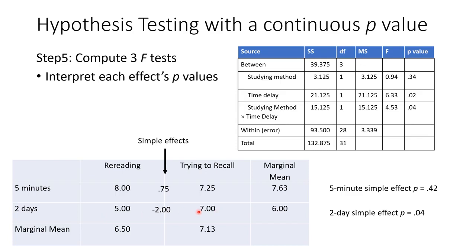studying method. And so when we interpret the interaction at the end, when we do our scientific conclusion, we're going to want to comment on, well, at 5 minutes, there doesn't seem to be much of a difference between the studying methods, but at 2 days, trying to recall is a much more effective studying method in terms of it's not likely to happen due to sampling error. When we talk about how much more effective it is, we'll need to talk about the effect size, which is in the next step.